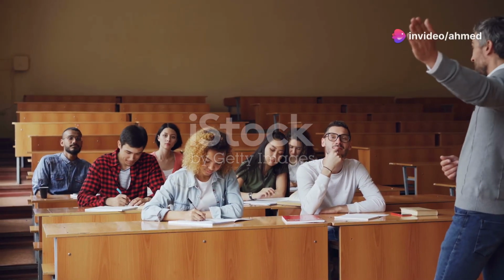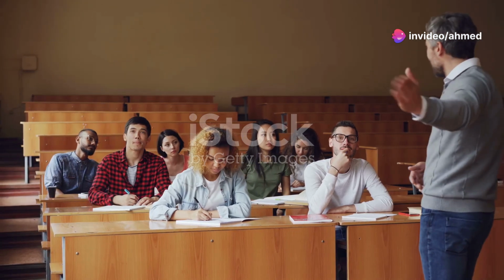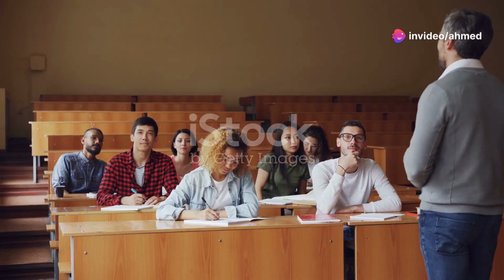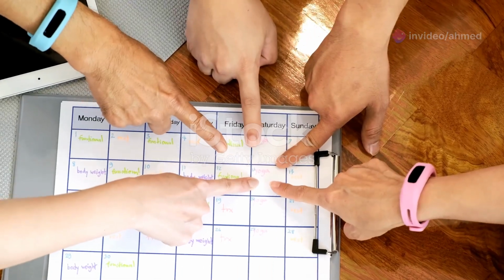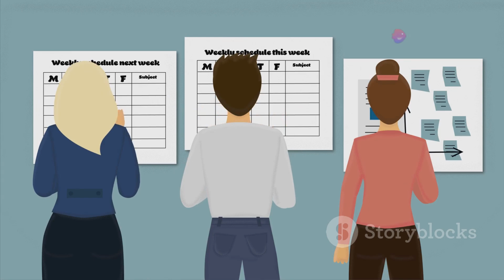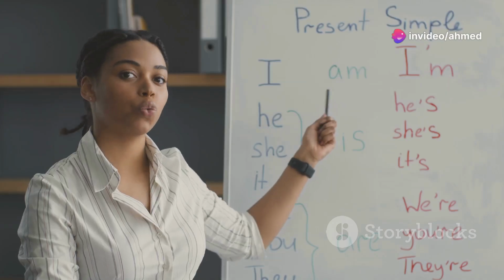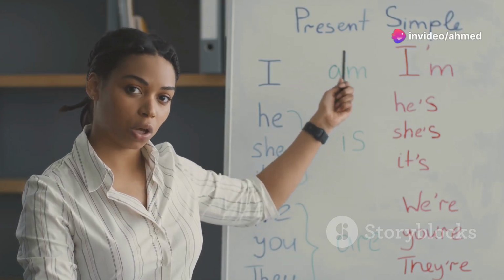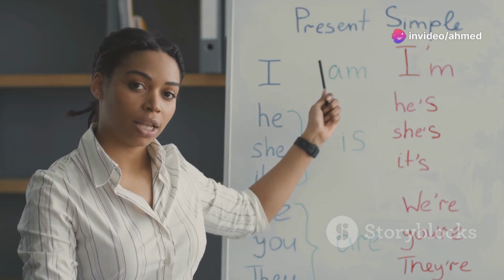Now, let's talk about using the present continuous tense for future arrangements. This tense is used for plans that are fixed and definite, often involving other people or specific times and places. The structure is be verb plus verb, ing.